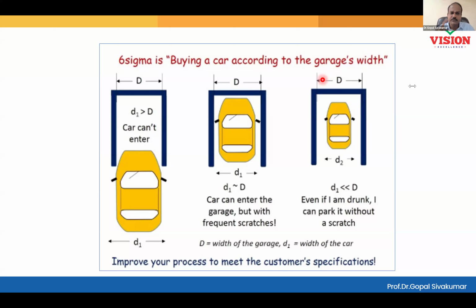That's the time your Cpk will be equal to 1. But what is the industry standard? Cpk must be 1.67. Should be 1.67. And for less critical process, it should be 1.33.